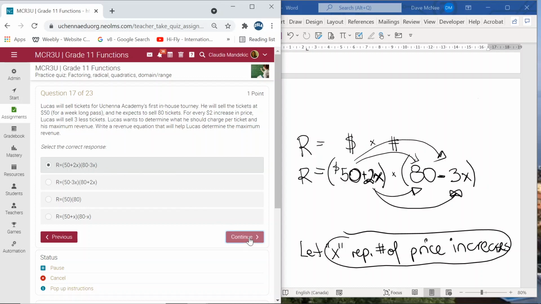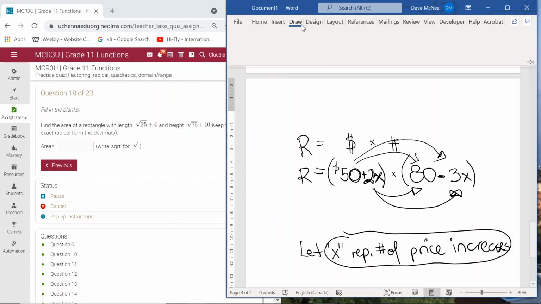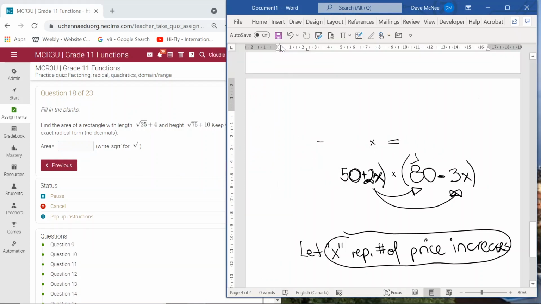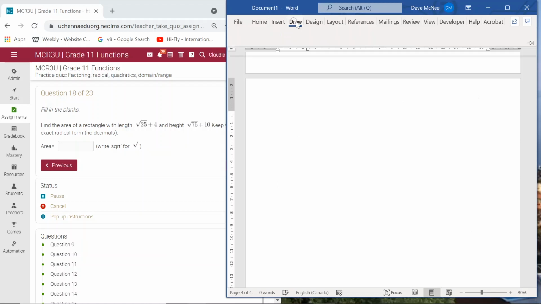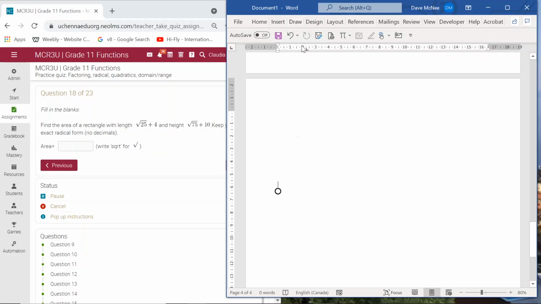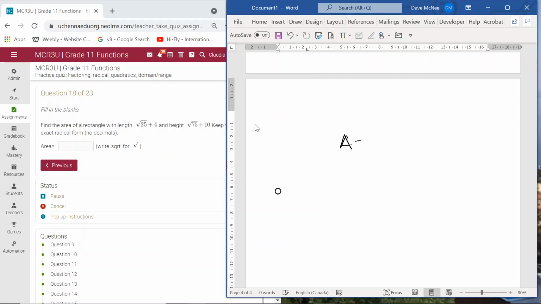The next question here, all right, I'm asking you to find the area underneath a rectangle, and everybody knows area of a rectangle is length times width. That's easy enough. So length times width, and then I'm giving you length, I'm giving you width, and then I just need you to multiply the two of them together. So that's it. So area equals length times width.